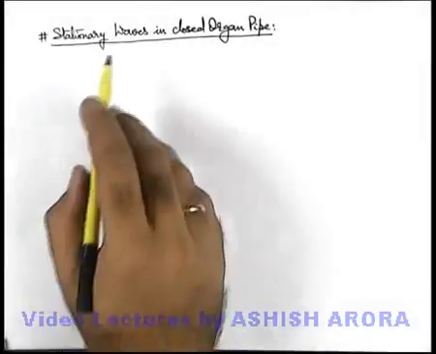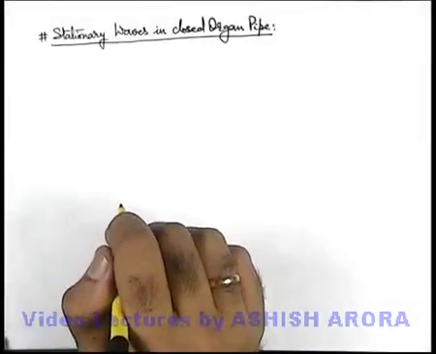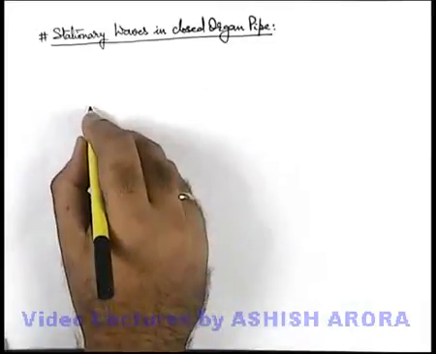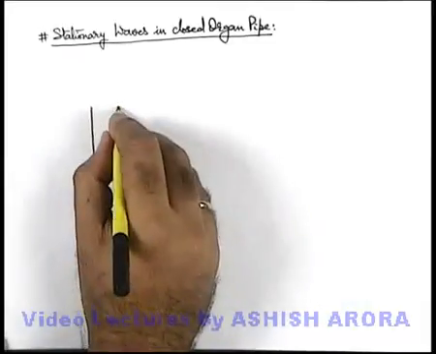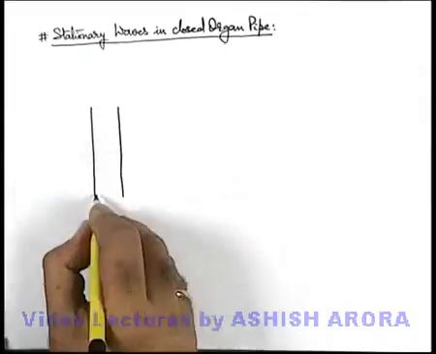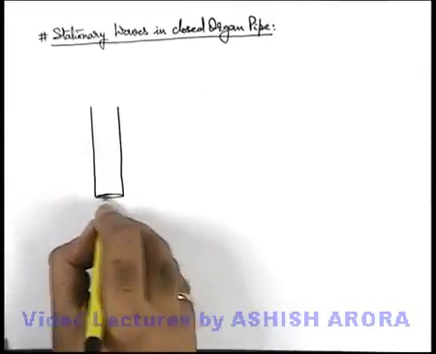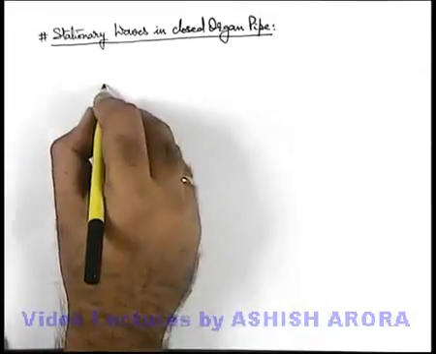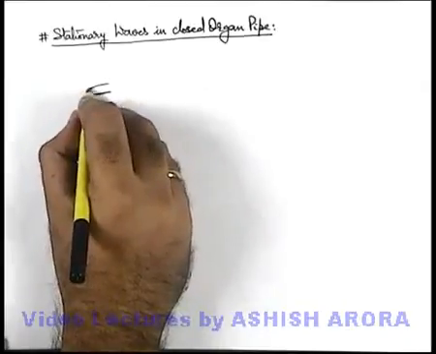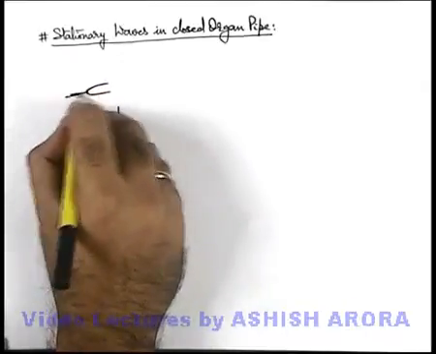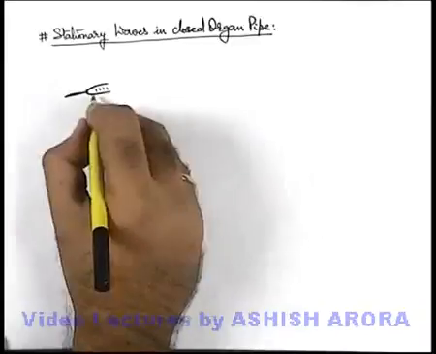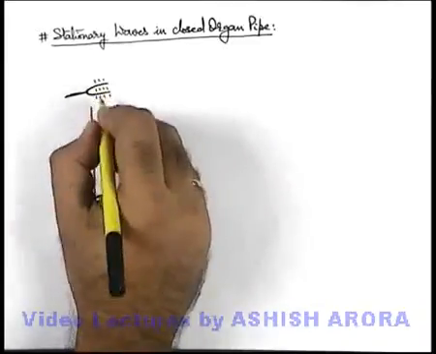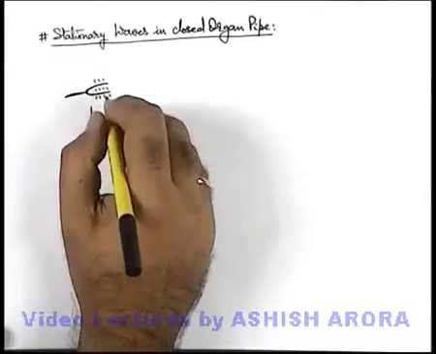Let us discuss stationary waves and closed organ pipe in detail. Say we are given a closed organ pipe which is open at one end and closed at the other end. We bring a tuning fork of a specific frequency close to the open end of this organ pipe. The wave will propagate, reflect and come back.